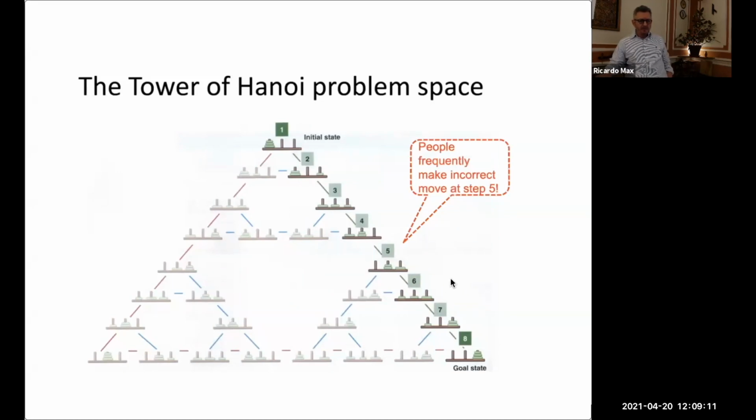Now, people usually make a mistake at this point. Why? Because here you have to move this small one back in order to move the middle one here. And participants, this has a feeling of going backwards, of not progressing.